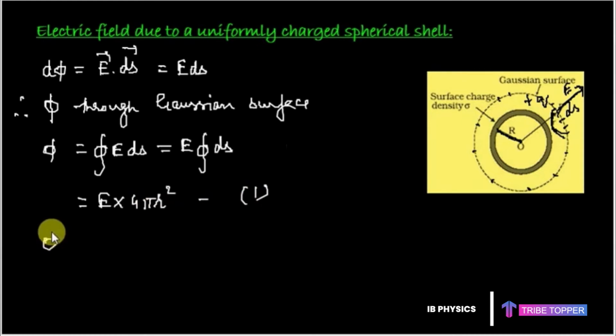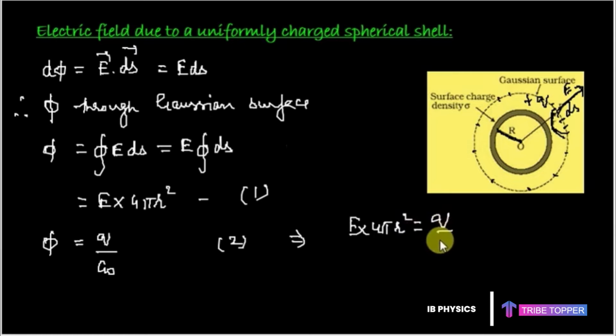And also by Gauss's law, φ is equal to Q upon ε₀, where Q is the charge on this shell. So from 1 and 2, equating the right hand sides, we get E into 4πr² is equal to Q upon ε₀. Therefore, what is E, that means the electric field due to the charged spherical shell at any point outside. The point that I assumed here is outside the shell, that's a point P outside the shell. So E outside the spherical shell is Q upon 4πε₀r².